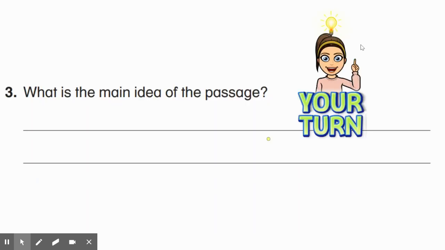All right, now we're on to number 3. This time it's your turn. What is the main idea of the passage? Now, I've mentioned it and said it a few times already, so hopefully you remember what the main idea is. But if you cannot remember, you can always go back and rewatch this video again to hear the main idea. Please make sure that you answer in complete sentences using a capital letter to start and a period to end.